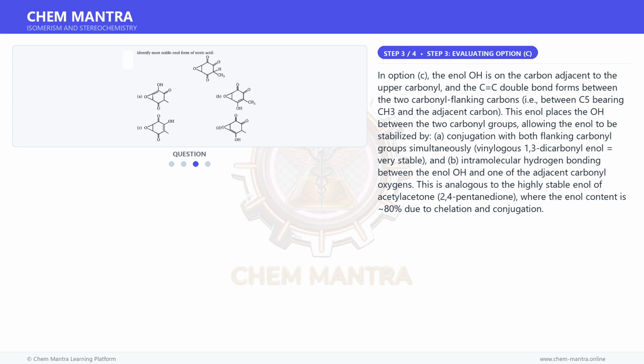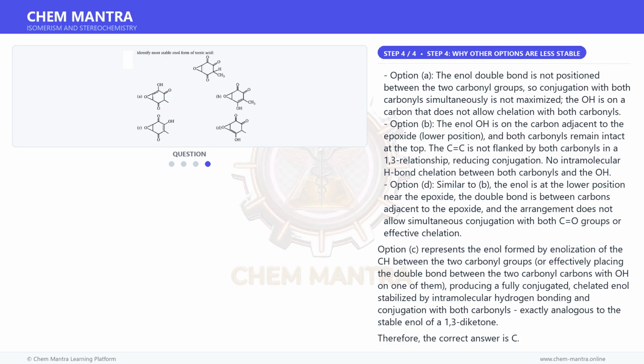Dicarbonyl enol is very stable, and B. Intramolecular hydrogen bonding between the enol OH and one of the adjacent carbonyl oxygens. This is analogous to the highly stable enol of acetylacetone, 2,4-pentanedione, where the enol content is approximately 80% due to chelation and conjugation. And for the final step.